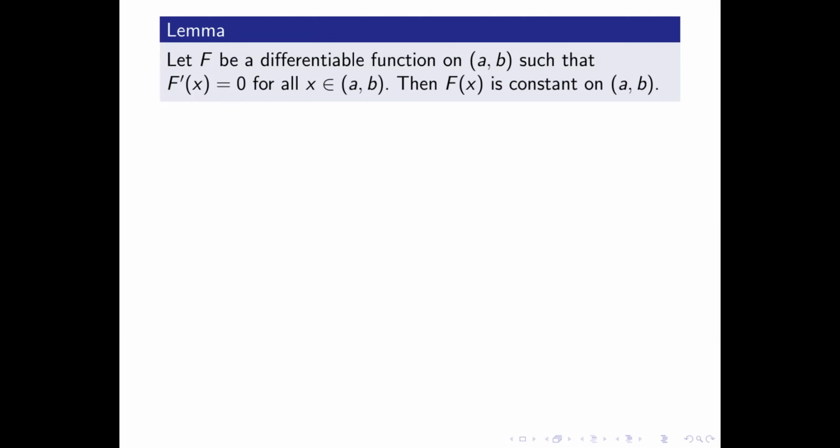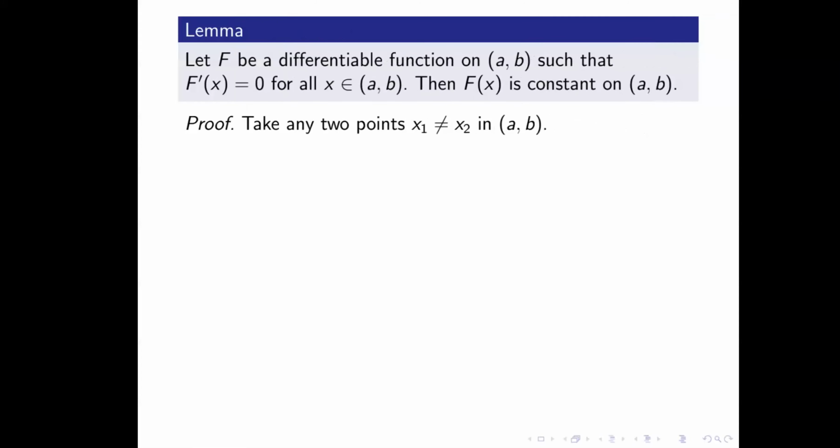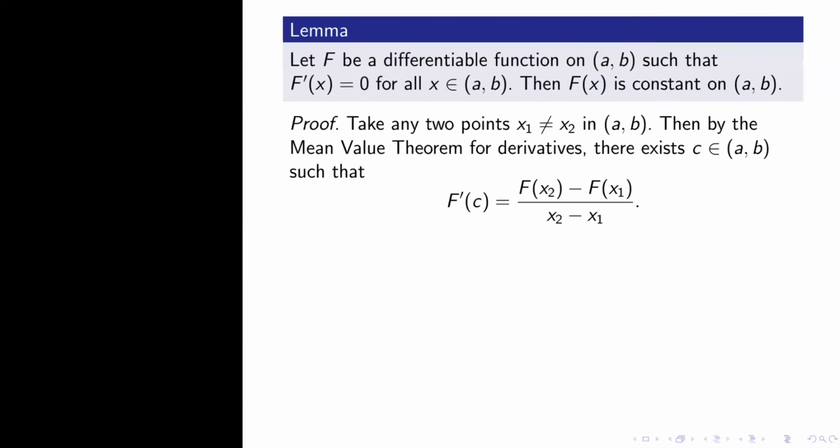So the way we prove this is the following. We want to prove that the function f is constant on (a, b), so you just need to pick any two points inside the interval and show that the value of f at those two points is the same. And if this is true for any pair of points inside (a, b), then the function f is a constant. So this is what we do now.